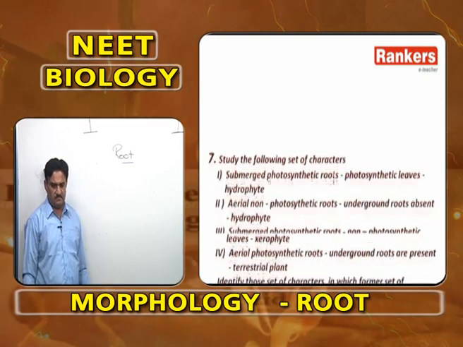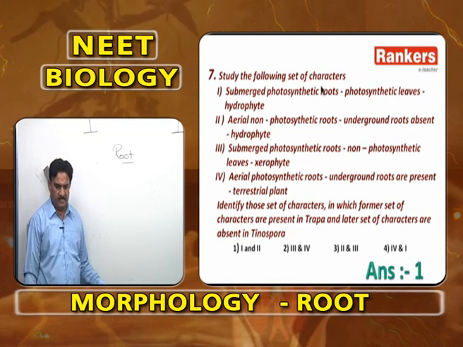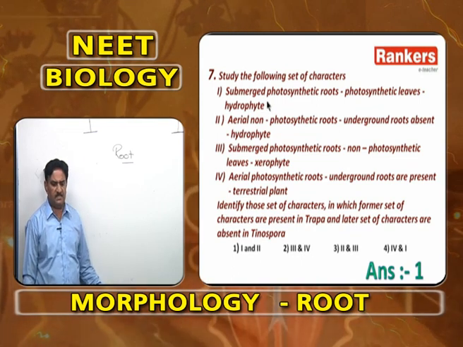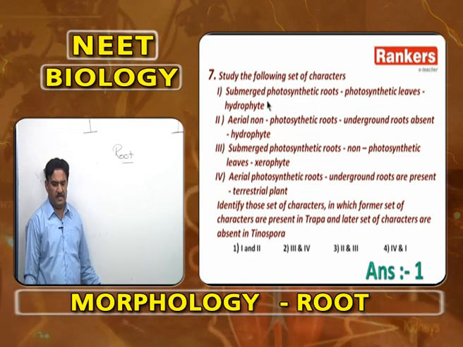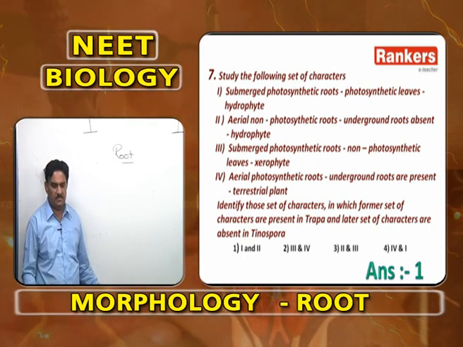Next, study the following set of characters and identify those sets of characters in which the former set of characters are present in Trapa and the latter set of characters are absent in Tinospora. Answer is 1 and 2.